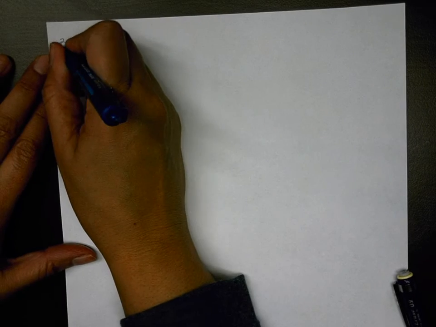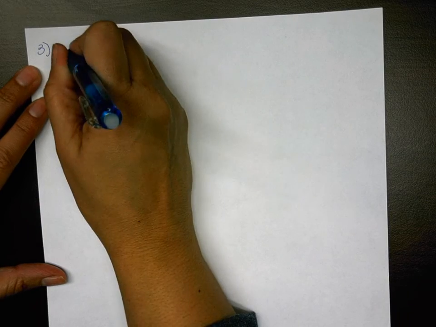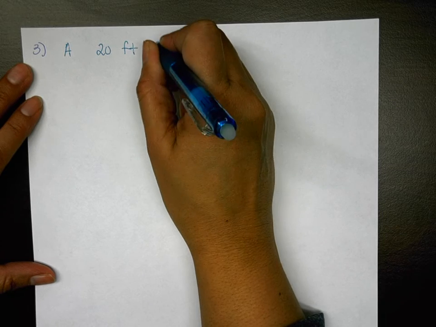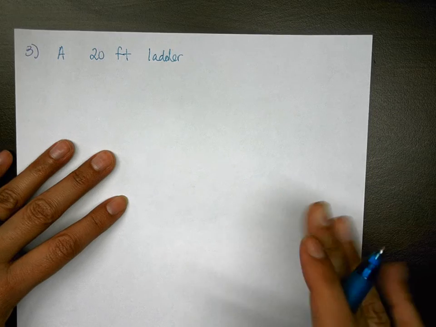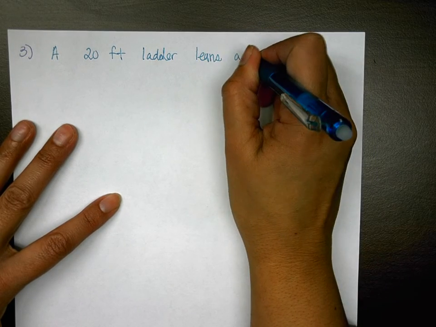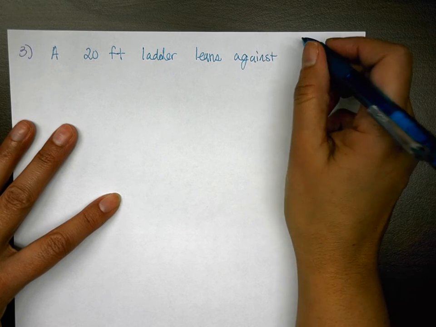Number 3. A 20-foot ladder leans against a house.